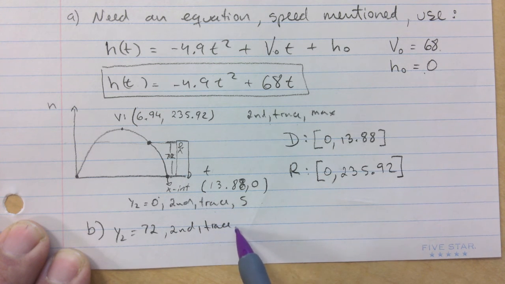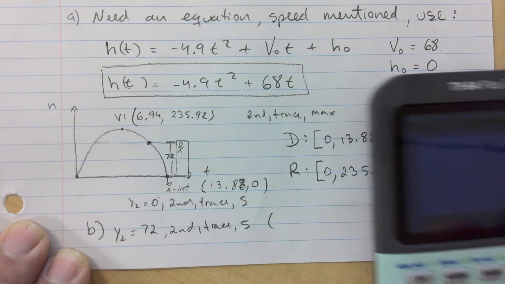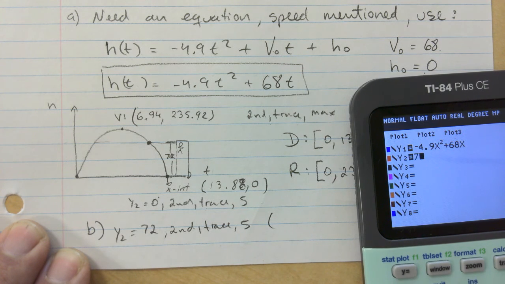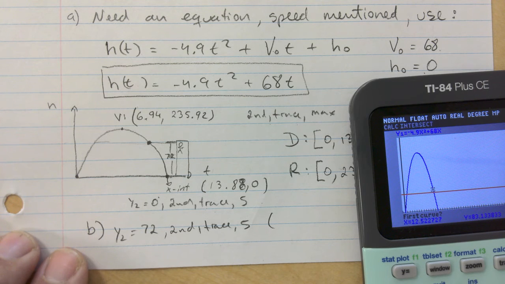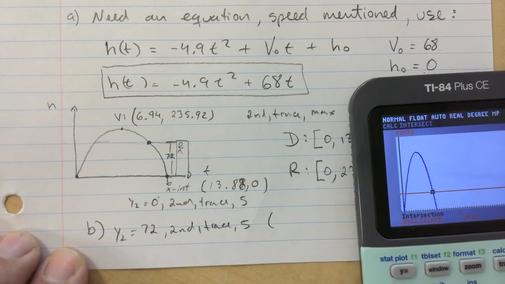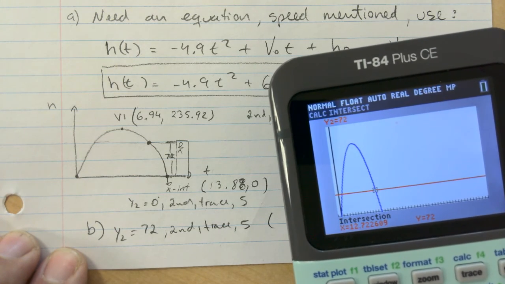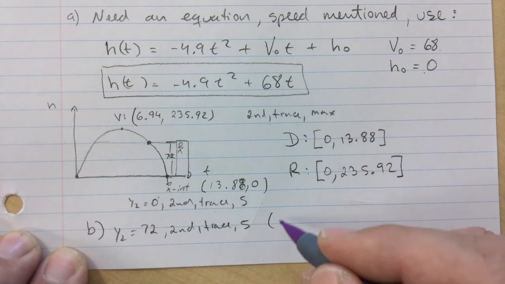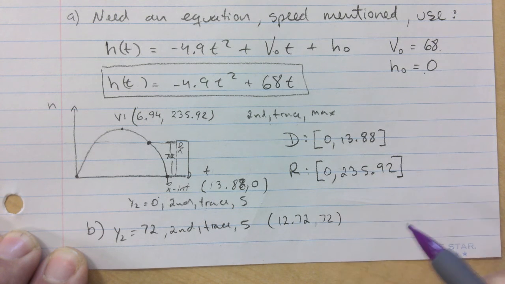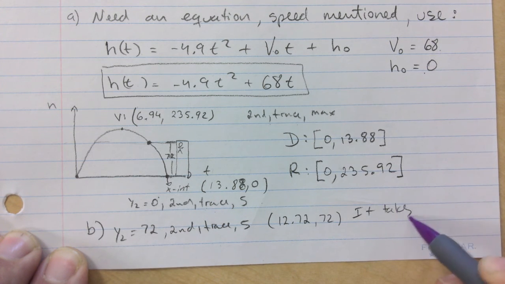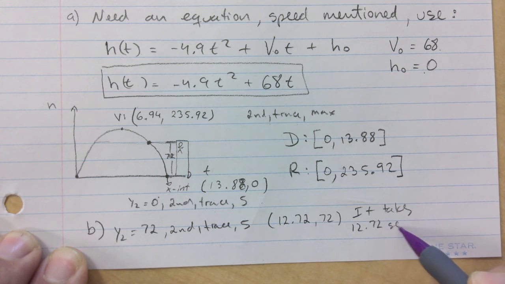Second trace 5. We're going to go ahead and find that. There it is. So if you're not sure on a test or quiz, you could say it happens twice, but I'm assuming it's the second one. State your assumptions. So 12.72. It takes 12.72 seconds. Done.